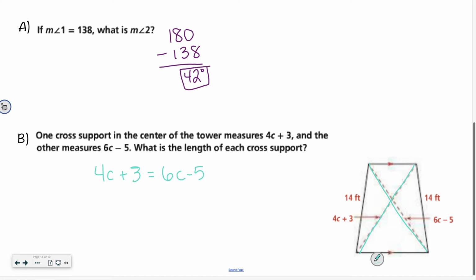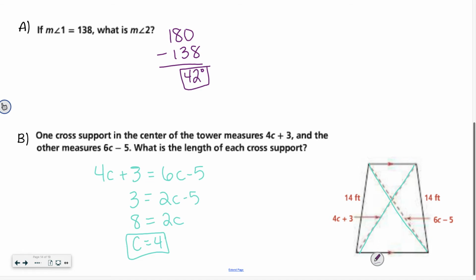Subtract 4c from both sides. I'm left with 3 equals 2c minus 5. Add 5 to both sides. I'm left with 8 equals 2c. Divide both sides by 2. And I get c equals 4. So then I'm not done though, because it says what is the length of each cross support.